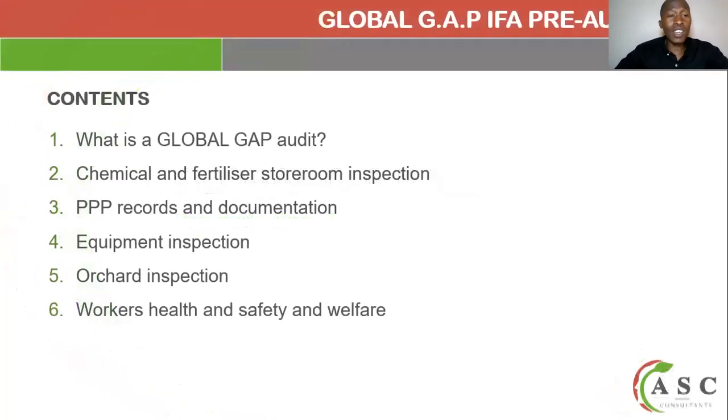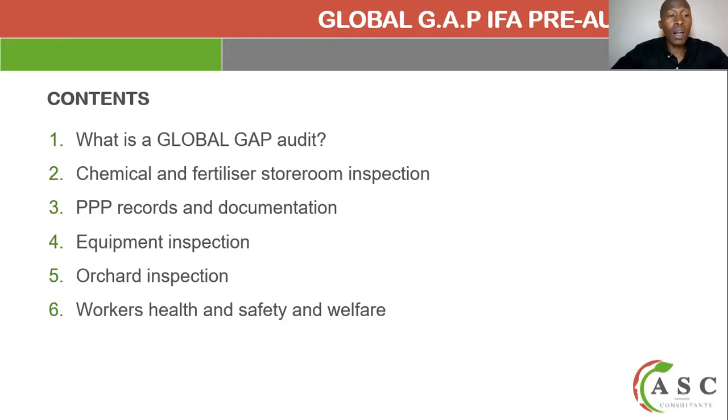Okay, so these are basically the contents we'll look at. Firstly, we'll have a look at what Global G.A.P is, the definition, its purpose. Secondly, we'll have a look at the chemical and fertilizer storeroom inspection. In my opinion, I have found it to be one of the most challenging aspects of the whole Global G.A.P inspection, because most growers or producers tend to find major findings under this particular segment of chemical and fertilizer storeroom. Then thirdly, we'll look at the PPP records and documentation.